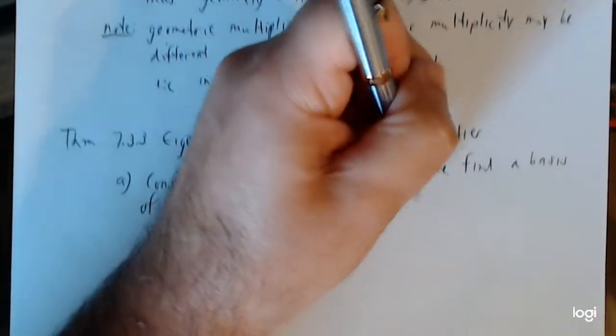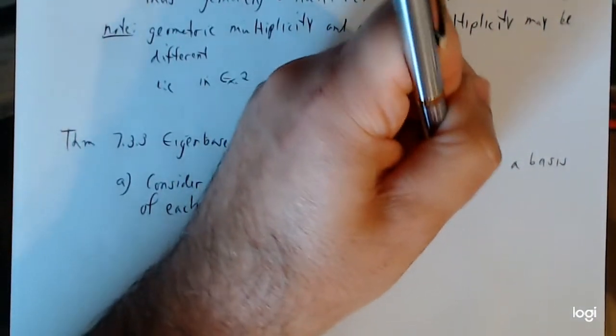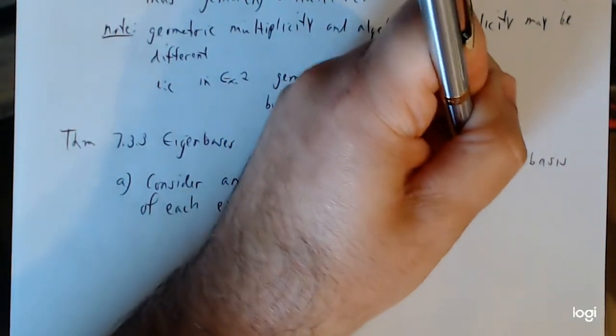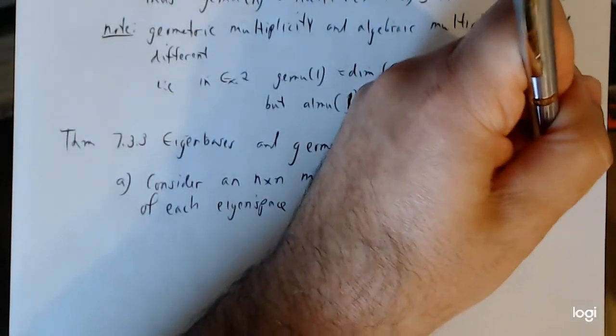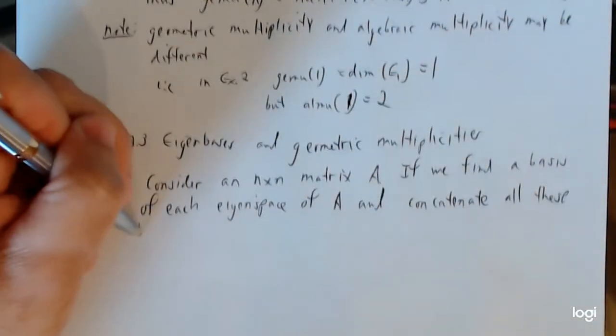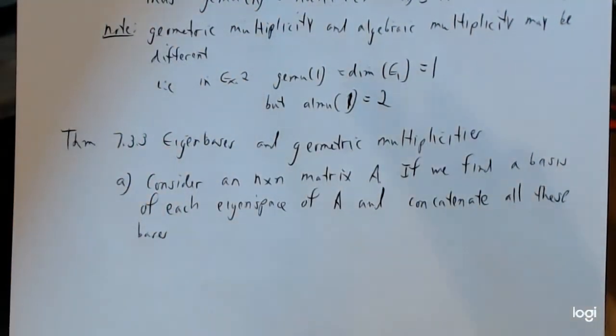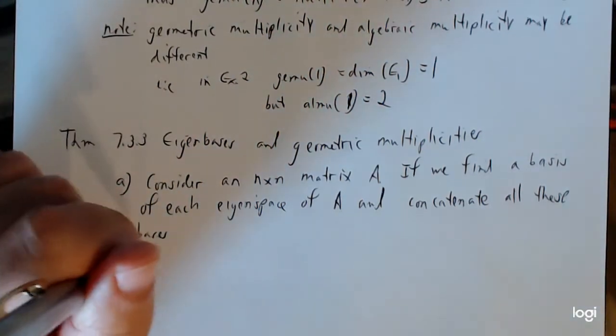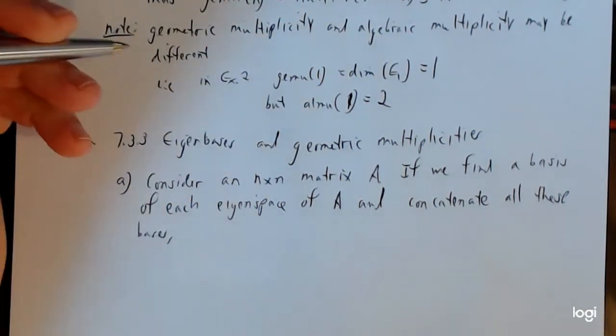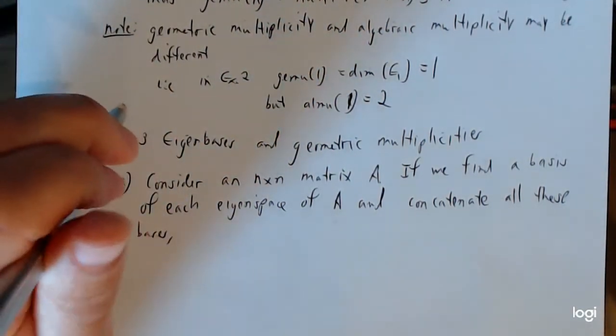and concatenate all these bases. So it's saying, hey, find the basis of each eigenspace and then put them all together. Now, there's a reason why we want to do this, put this together, because if you remember in example 1, we did it, in example 2, we did it as well.